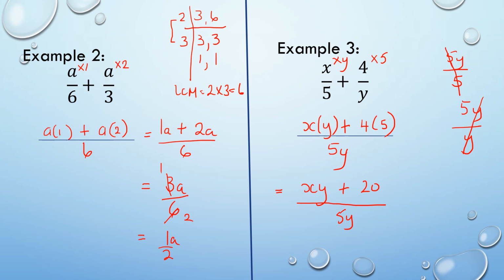Now this is the final answer. We cannot add xy and 20 and get, maybe you see some students writing 20xy. That will be incorrect. We have a constant and we have a term. So the answer is xy plus 20 over 5y. That's the final answer. You leave it as it is.